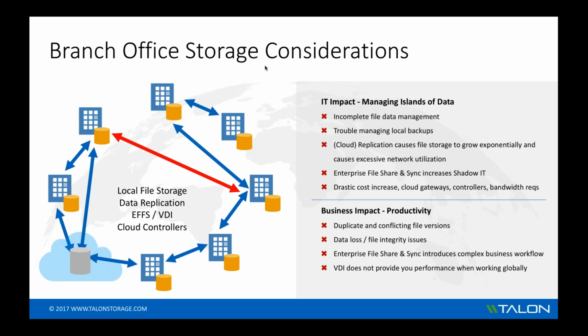We also see an impact from an EFSS perspective, as users will find a way. They say, well, you can't give me the performance to allow for collaboration, so I'm going to spin up enterprise file share and sync solutions, which are typically consumer-grade solutions, which gives you the headache of managing shadow IT. As a result, you will see drastic cost increases. Things like cloud gateways and controllers require significant investments, not only in hardware and cloud, but also in bandwidth. The more sites you deploy, the more bandwidth you need to ensure productivity. And when we're talking about productivity, we're talking about the business impact. If you have a decentralized model and you're managing islands of data, you may incur duplicate or conflicting file versions. You will experience data loss and file integrity issues if one office works on one version of the truth and another is working on another version of the truth.